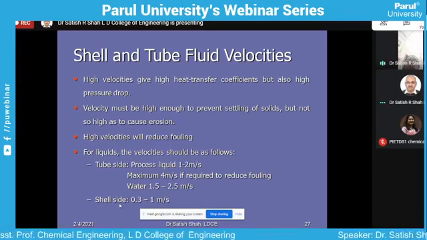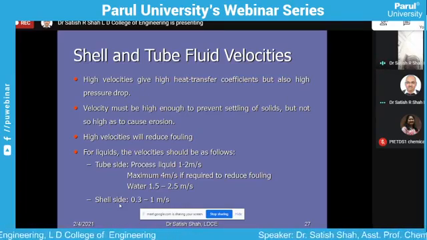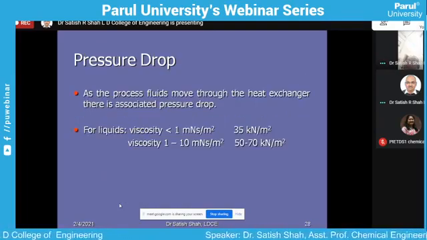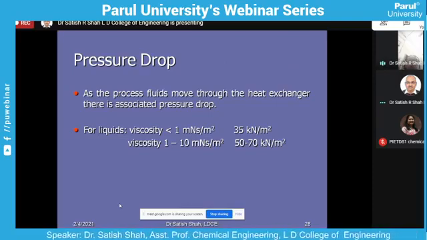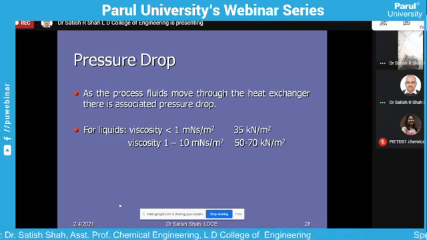If it is on the shell side, how can you adjust? You can adjust by changing the baffle spacing. If you reduce it, the velocity will increase. If you increase it, the velocity will decrease. So what is important for us is the pressure drop which is available to us on the shell side as well as on the tube side, and accordingly you have to design your heat exchanger. Once your design is over, you should always check the pressure drop, and only then should you say, okay, my design is complete. Till that time, you cannot say that my design is complete.